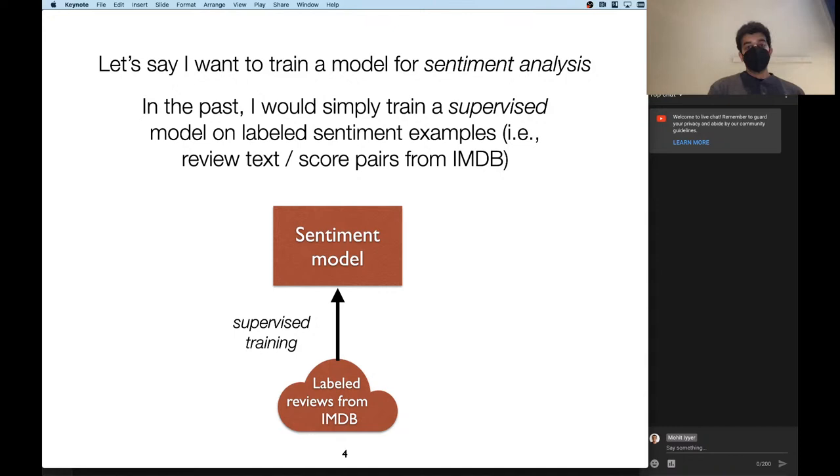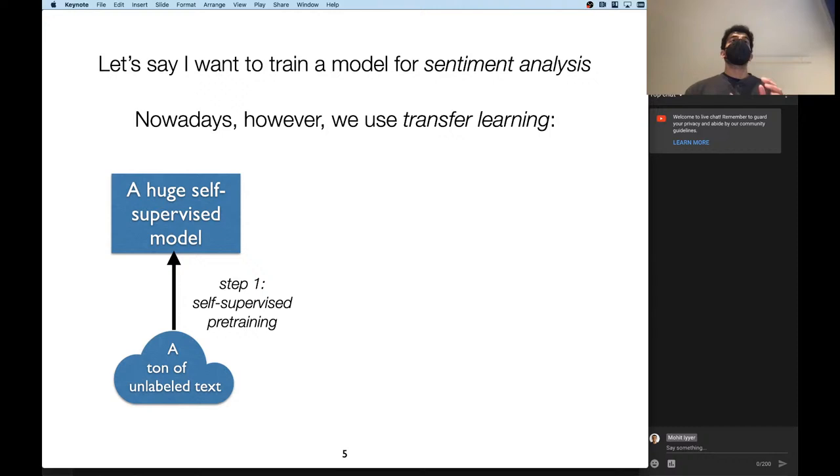And then things started to change. So nowadays, we use a version of transfer learning in which we first take a huge amount of unlabeled text, which I can get in huge quantities from the internet or from published works of like literature, textbooks, blog posts, whatever. And I can train a very large self-supervised model. So this step is called self-supervised pre-training. And language modeling is basically the choice task for this kind of self-supervised pre-training.